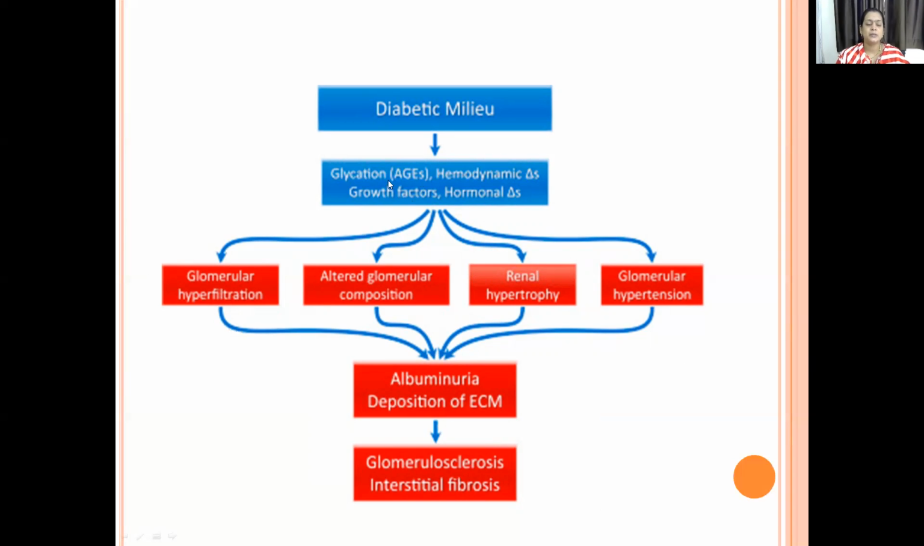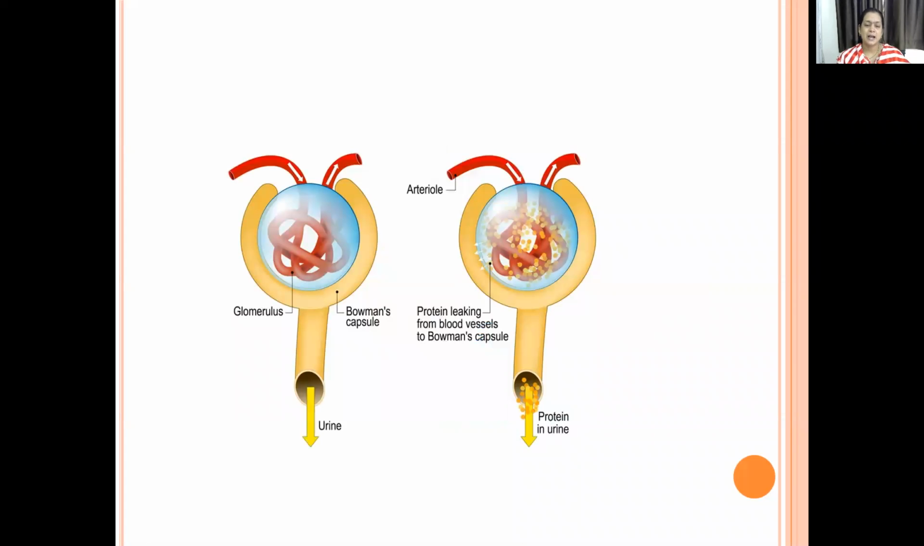What is happening pertaining to the advanced glycosylation end products? Their deposition in the basement membrane of the renal parenchyma causes increased glomerular hyperfiltration, altered glomerular composition, renal hypertrophy, and glomerular hypertension, as a result of both macrovascular and microvascular disease. Okay, so what is happening? There is albuminuria, and deposition of extracellular matrix leading to glomerular sclerosis and interstitial fibrosis. If you remember, AGEs, advanced glycosylation products, form as a result of glucose binding to the amino acids of the tissue proteins. So what is happening here?